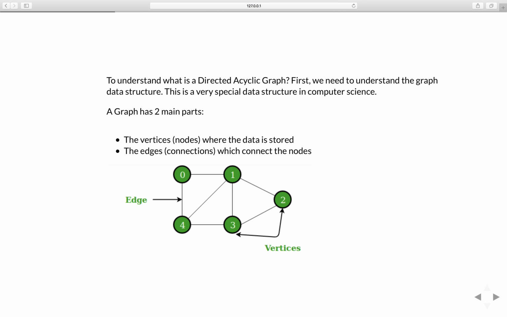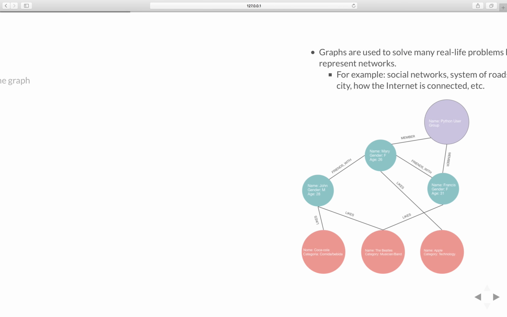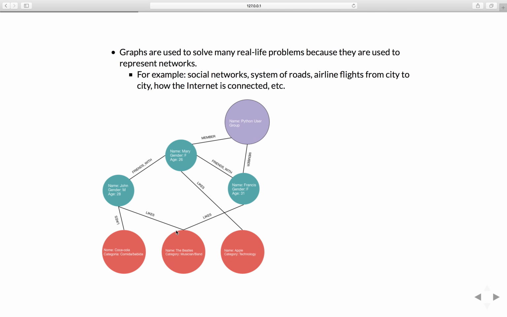To understand what a directed acyclic graph is, first we need to understand the graph data structure. This is a very special data structure in computer science. A graph has two main parts. The vertices, or nodes, are the circles here where the data is stored, and the edges are the connections which connect all the nodes. Graphs are used to solve many real-life problems because they are used to represent networks.